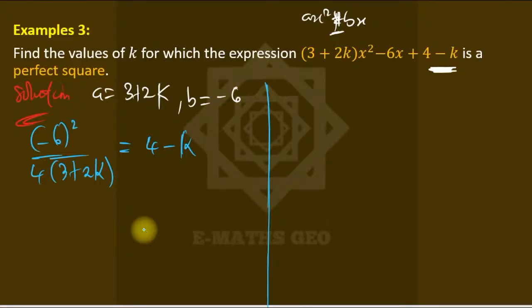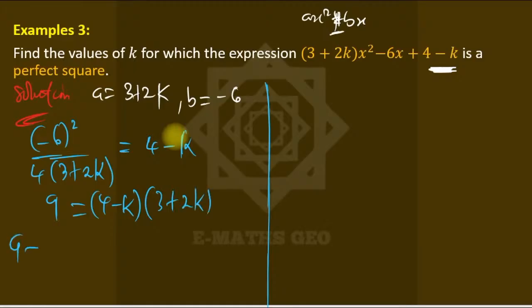Now we can solve for our unknown. So 36 over 4, this is 9. So I have 9. That's minus 6 squared is 36, divided by 4 is 9. So this one will cross over to multiply (4 minus k)(3 plus 2k).